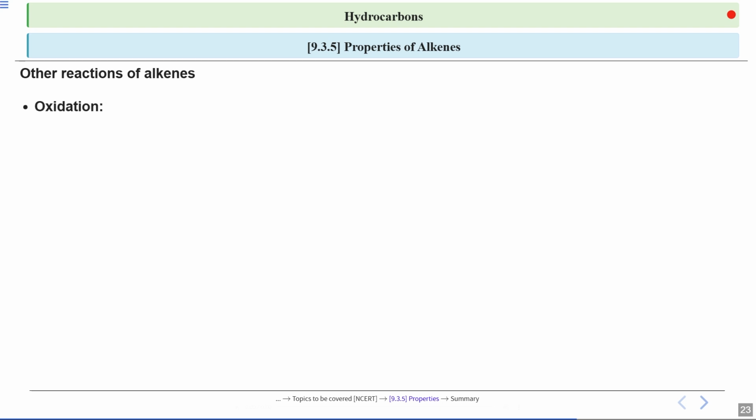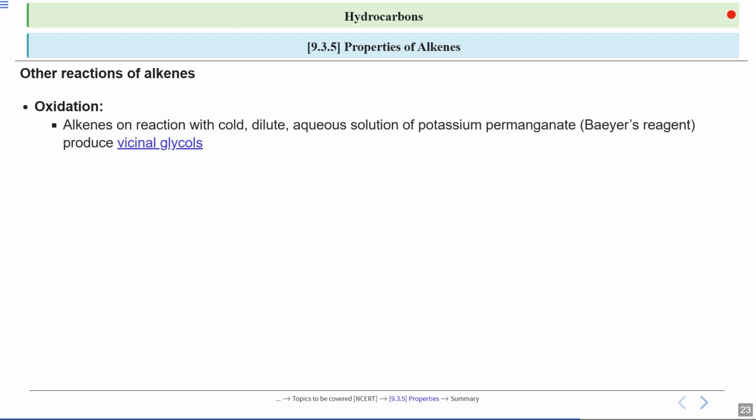So, the first one is oxidation. What about oxidation? Alkenes on reaction with cold dilute aqueous solution of potassium permanganate, which is also named as Bayer's reagent, produce vicinal glycol. Here also, vicinal means the two OH groups are present on adjacent carbon atoms. And the reagent we are taking is KMnO4, potassium permanganate.